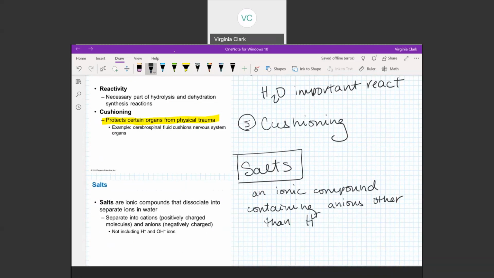A hydrogen ion has this little guy that it can donate, so it can actually give away that electron right there. So a salt is going to be something that's not a hydrogen, and it's going to have cations other than hydrogen, and anions other than OH.